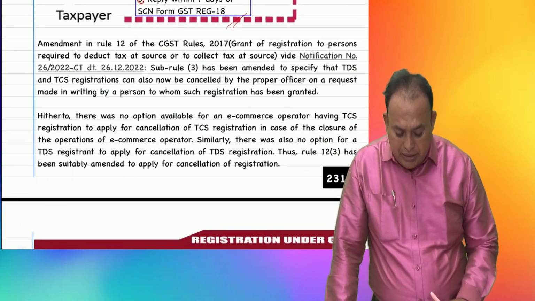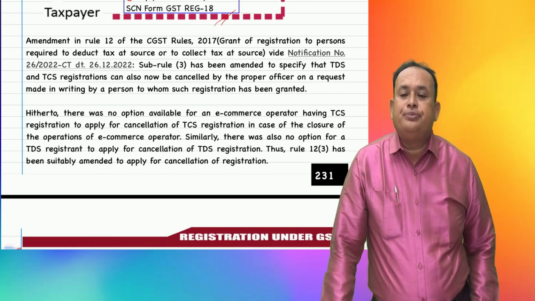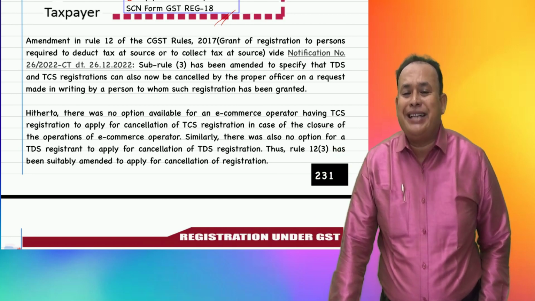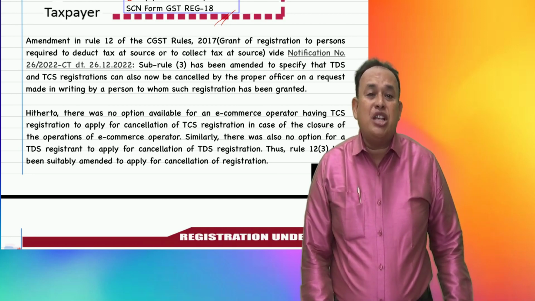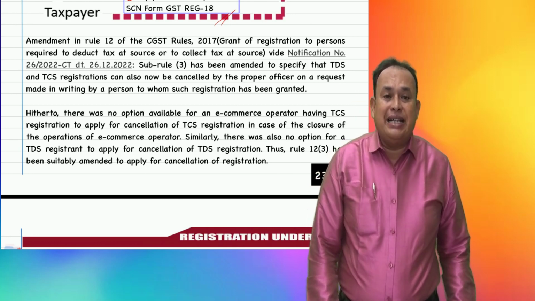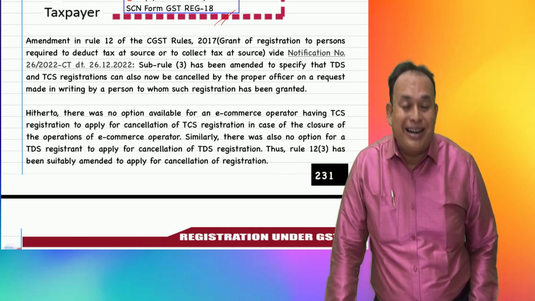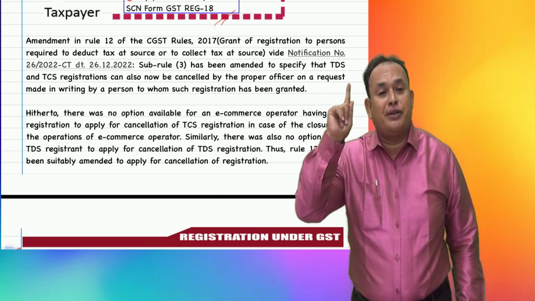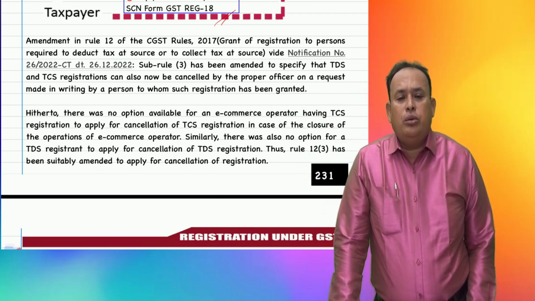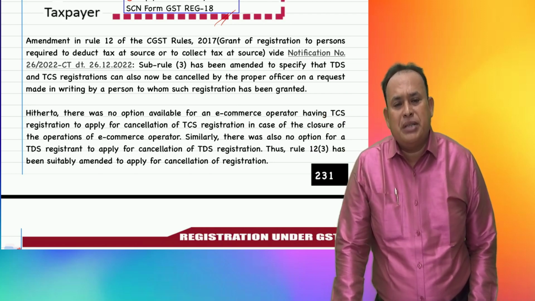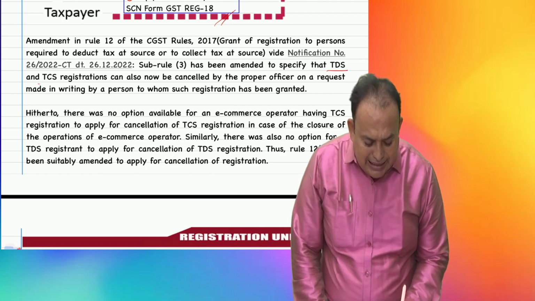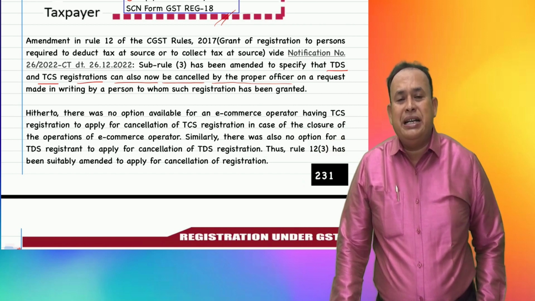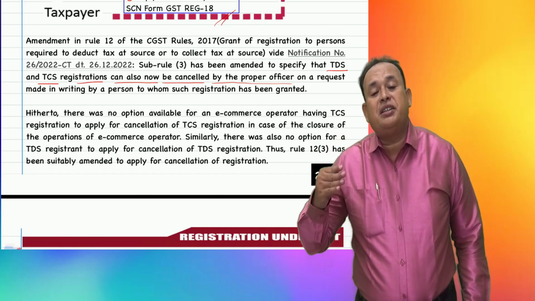Further, there are some amendments that have taken place in the recent past. Amendment in Rule 12 of the GST Rules: grant of registration to persons required to deduct tax at source or to collect tax at source. As you are aware, TDS deductors or TCS collectors who are going to pay the TDS or TCS amount to the department should have a separate registration irrespective of their normal registration. This point I referred to under Section 24 of the CGST Act. Now, Rule 12, sub-rule 3 has been amended to specify that TDS and TCS registrations can also now be cancelled by the proper officer on a request made in writing by the person to whom such registration has been granted.